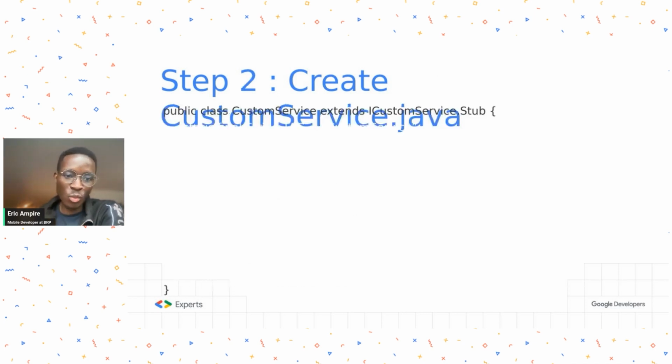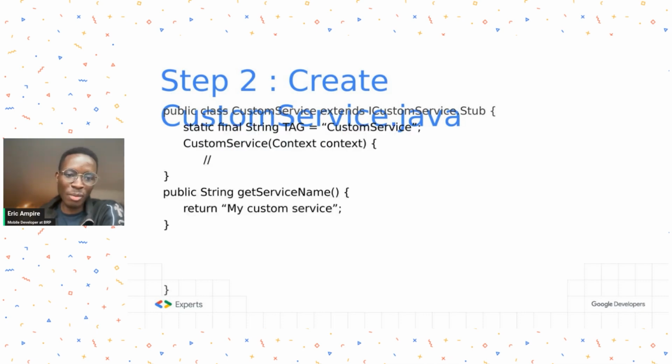The second step, right, we need to create what I call a stub. Here, it seems like there is a problem with my slide, but I think you can see there is a class that extends the interface that I've created, but it's not the interface itself, it's a stub. This stub will be generated automatically by Android Studio. So it will be a class that you can extend from the IDL file that we have just created.